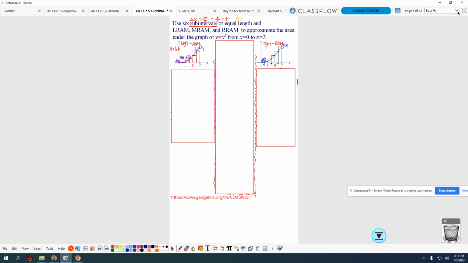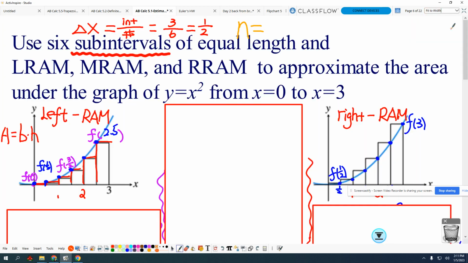So doing these left ones, if we added them all together from the left side, we would get a number like 6.8. Doing all the stuff on the right, we'd get a number like 11 point something. Doing the midpoint ones, we're going to get 8 point something. The actual answer, for those of you who know how to do this, is 9. So midpoint ended up being, in this case only, the best one. But it depends on the curve.